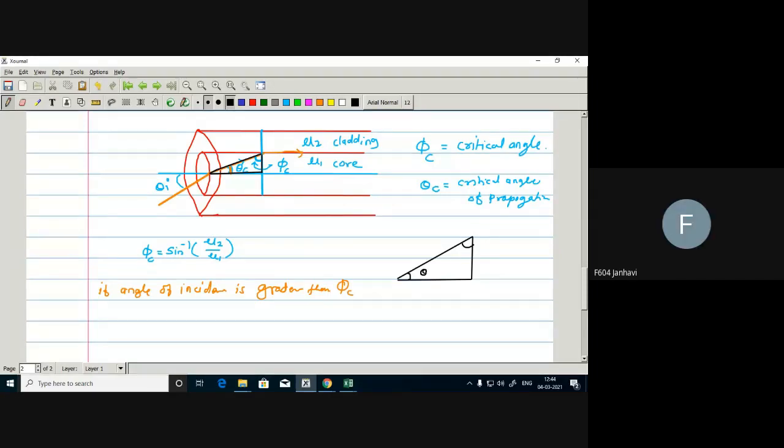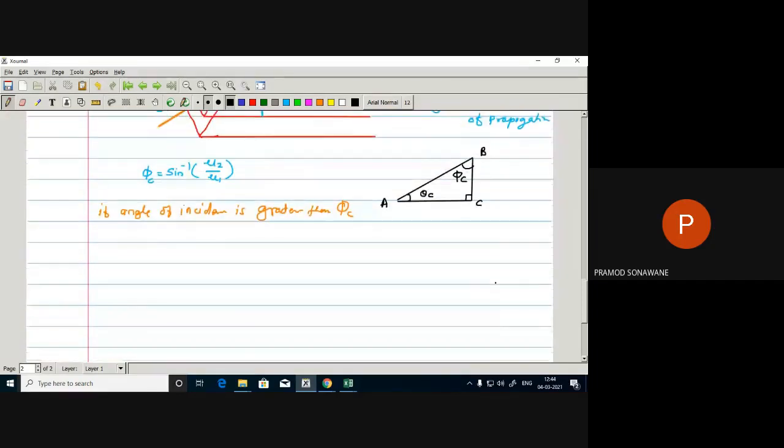Critical angle theta c, angle of propagation. This is phi c, and this is phi c. Suppose this is A, B, and C. Try to just write the trigonometric relations. What is sin phi c? Sin is opposite upon hypotenuse, so AC upon AB, right? Which is cos theta c. So sin phi c and cos theta c are equal, right?